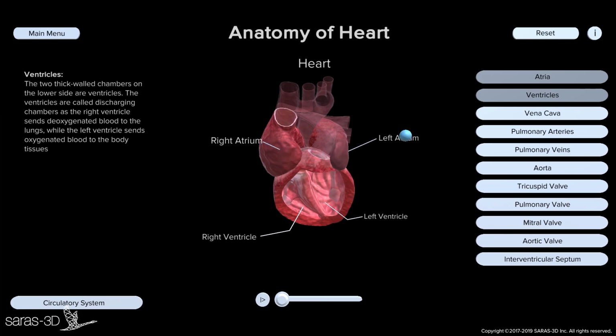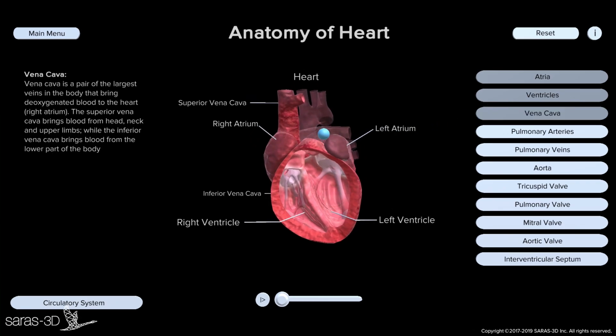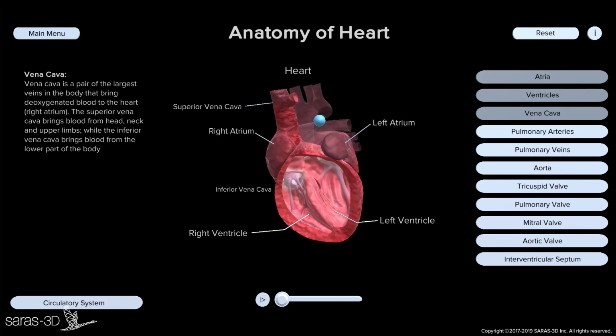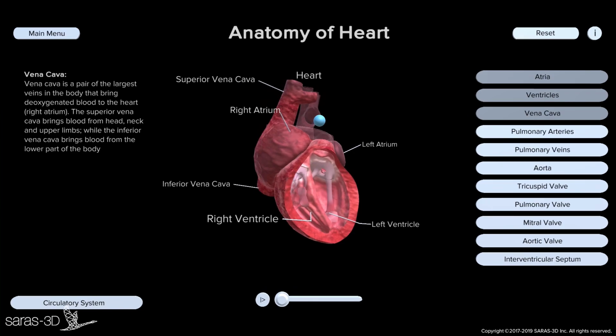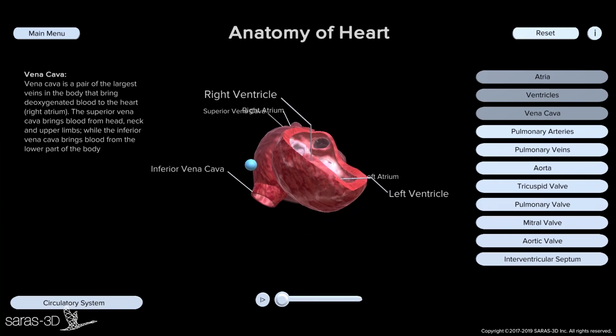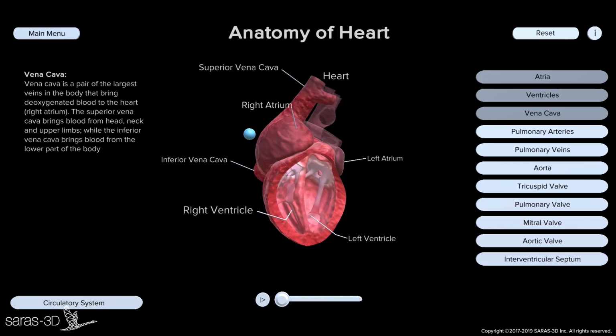Now there are two kinds of vein which supply to the atria. These are the vena cava. So one can see a superior vena cava. Here it is. And the other one is the inferior vena cava. Here is the inferior vena cava. Both these vena cava supply the right atrium with the blood.